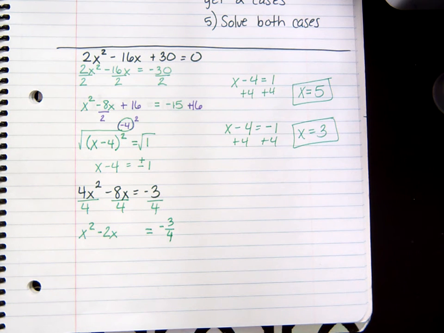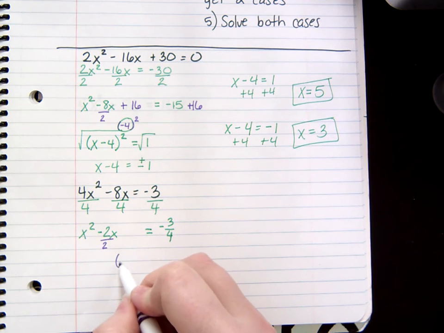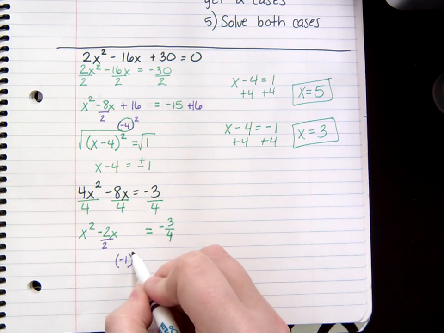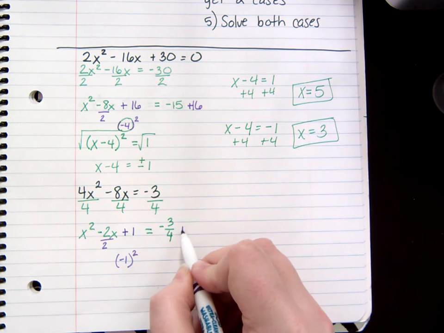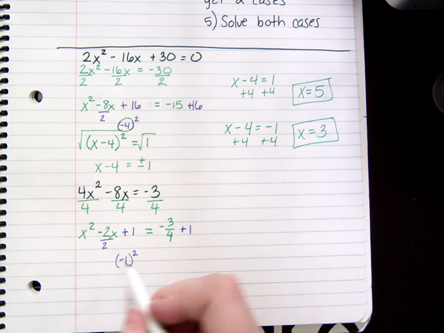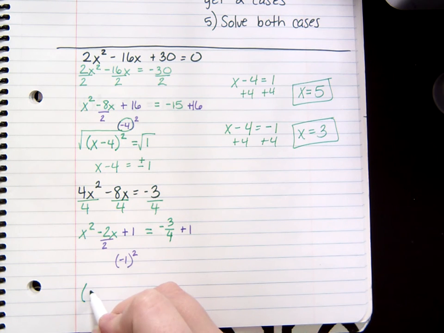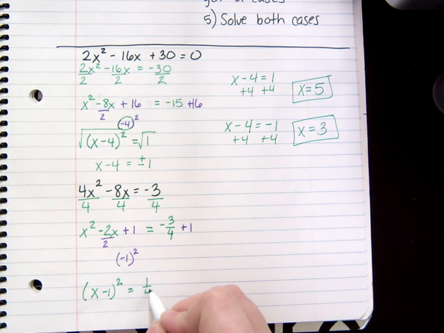The next thing I'm going to do is take the b term, divide by 2, which gives me negative 1, and square it. This gives me 1, and I'm going to add 1 to both sides of the equation. At this point, you're going to rewrite the trinomial as x minus 1 squared, and on the other side I get positive 1/4.